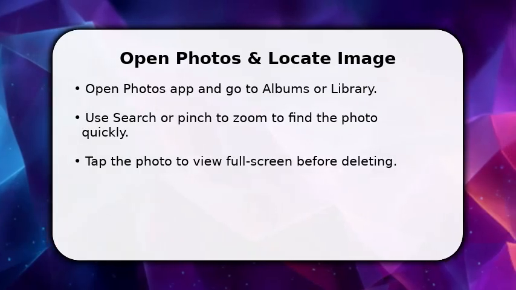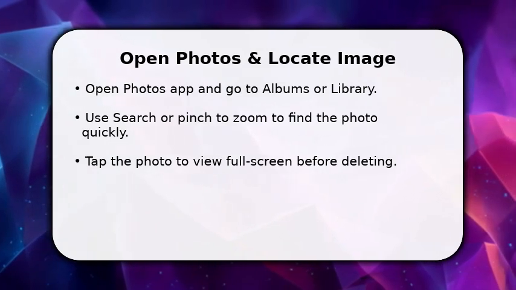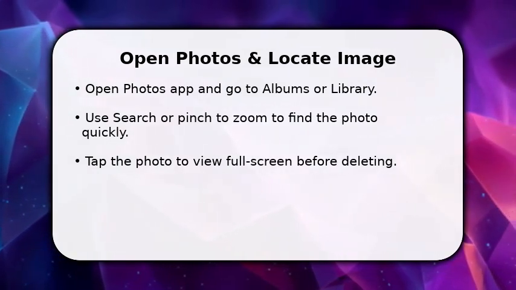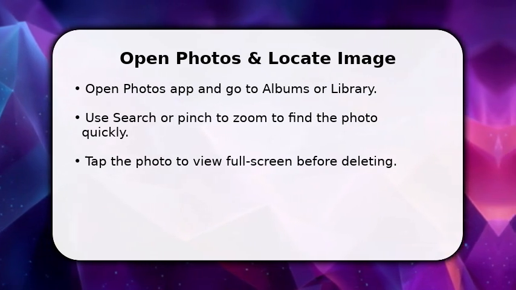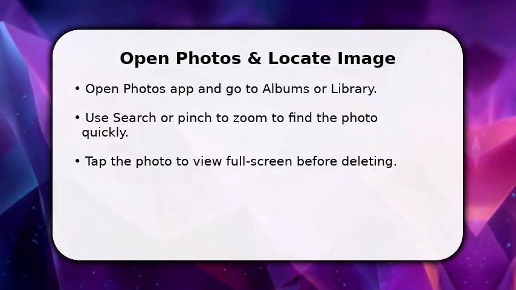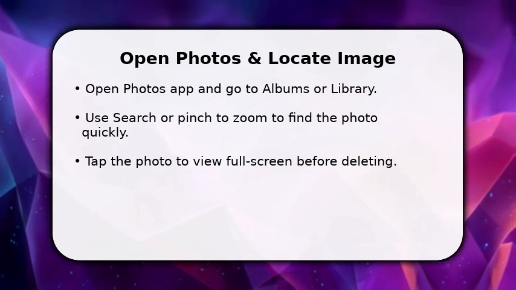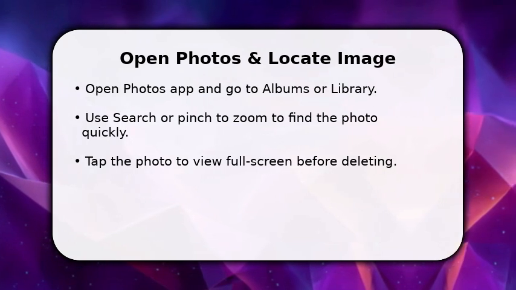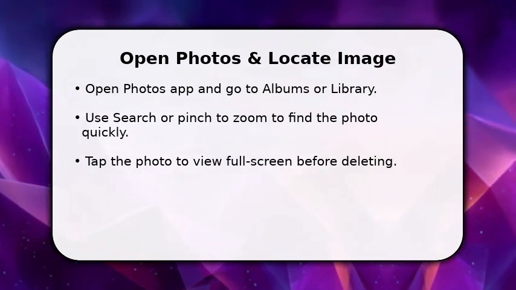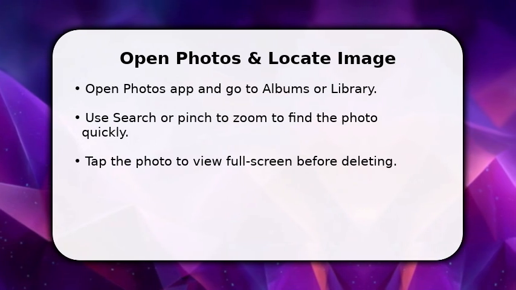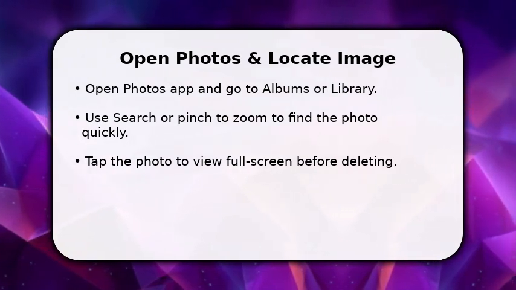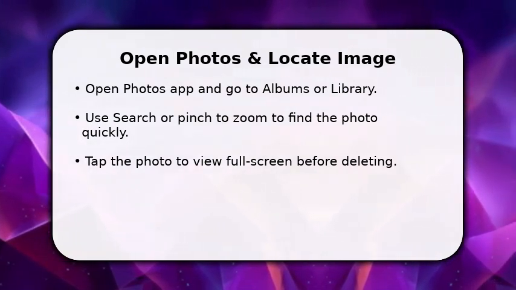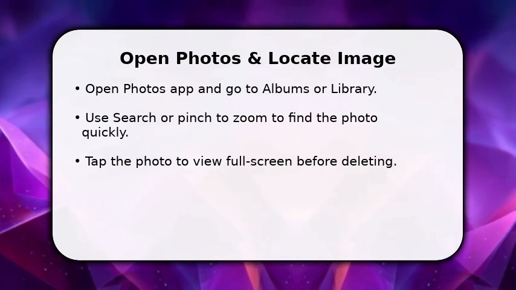You start by opening Photos and locating the exact image you want gone. Tap Library or Albums, or use search with a keyword or date to narrow results. This saves time. Once you see the photo full screen, inspect it to confirm it's the right one. Make sure Live Photo or multiple variants are visible, because deleting behaves differently for duplicates. Now that you have the confirmed image open, you're ready for the delete options that follow.